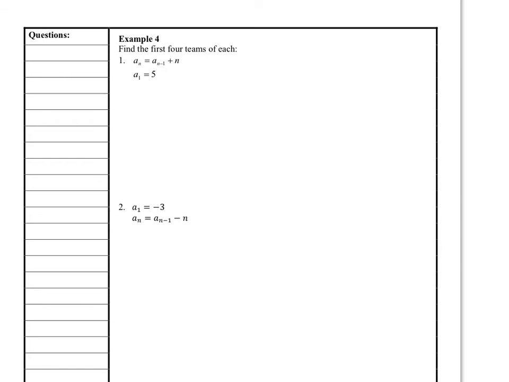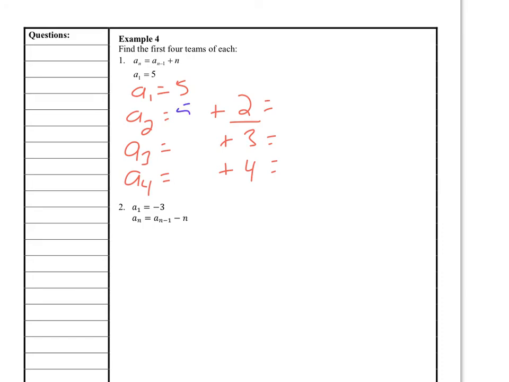So let's go ahead and do this one together. So we have a sub 1 is 5. A subscript 2 is previous term plus n. Well, n is going to be 2 this time. A sub 3 is going to be the previous term plus n, and now n is changing to 3. A sub 4 is going to be the previous term plus n, which is now going to be 4. So we now need to plug in and find our answers. But the setup right there is the hard part.